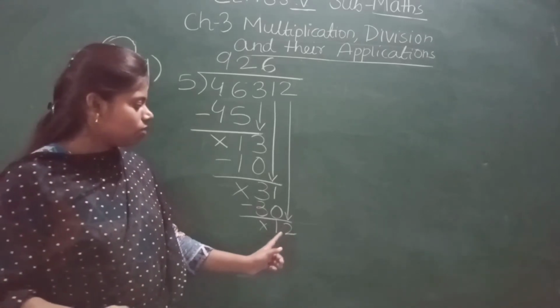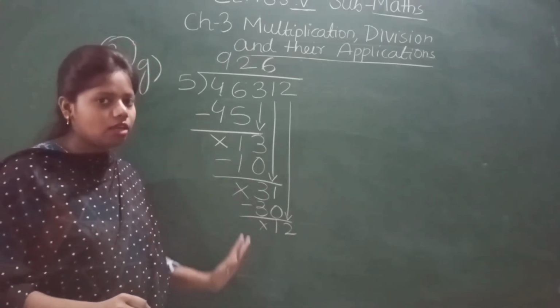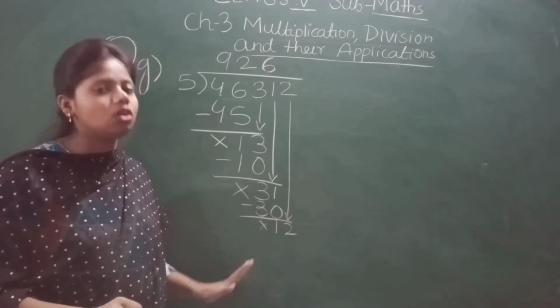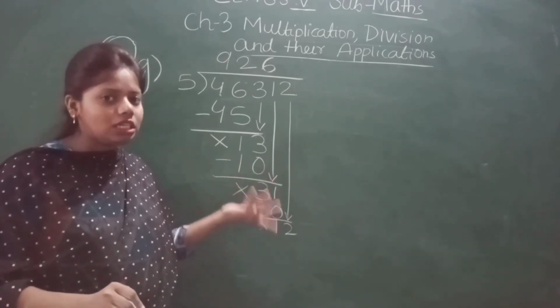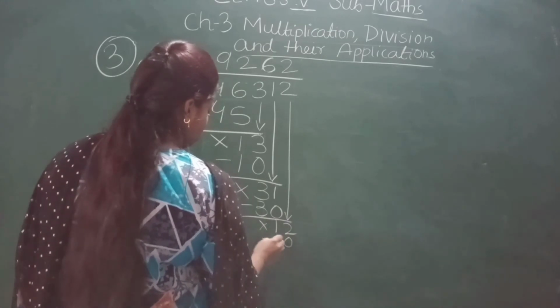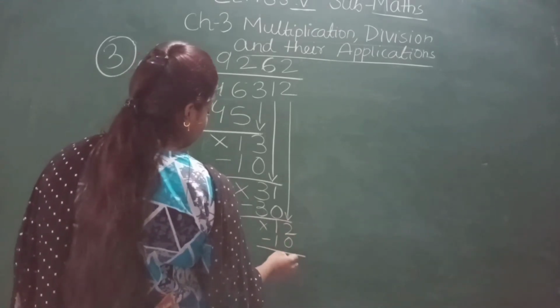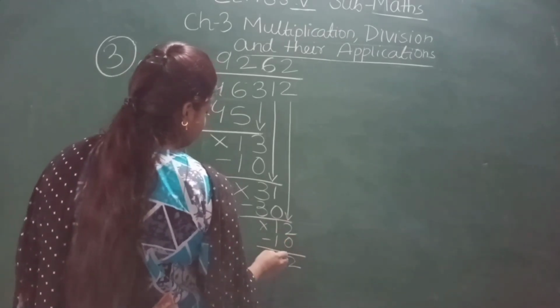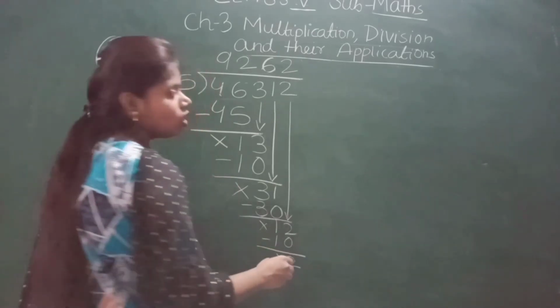Now bring this 2 down. It has become 12. Does 12 come in the 5 table? No, but less than 12 comes now. 10, and 5 2s are 10. Now let's subtract. 2 minus 0 is 2. 1 minus 1 is 0. That means we will put a cross.